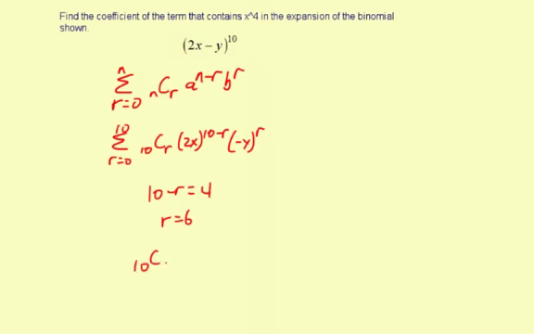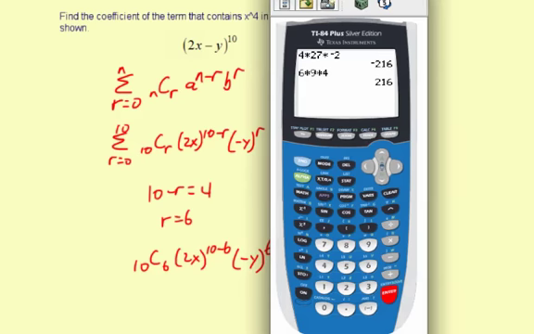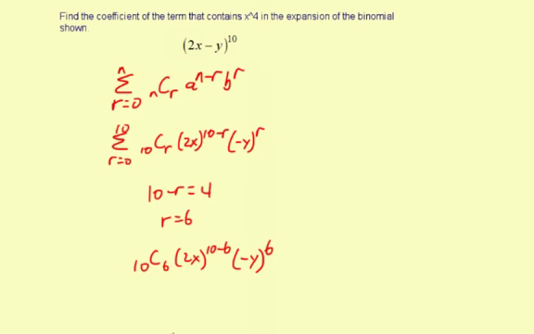So it's going to be 10 combination 6 of 2x to the 10 minus 6 power times negative y to the 6th power. So 10 combination 6, let's use a calculator for that. So 10, and then over to the probability menu. Combination 6 to 10. So 210 times 2x to the fourth times negative y to the 6th.